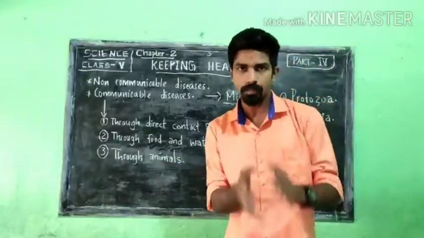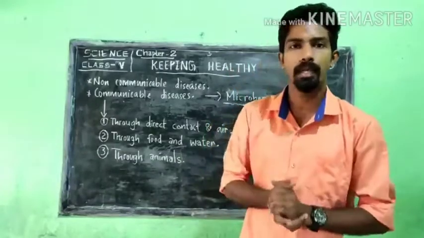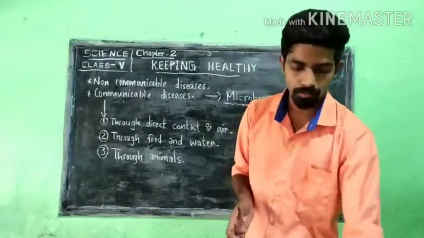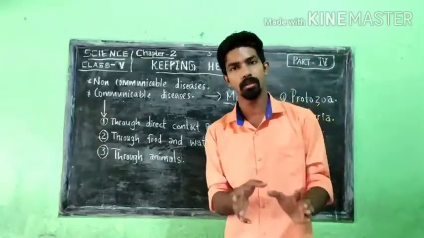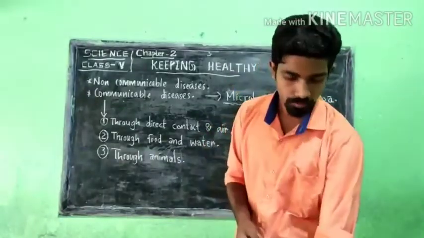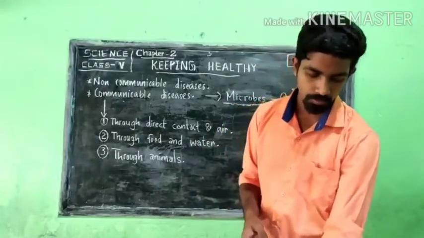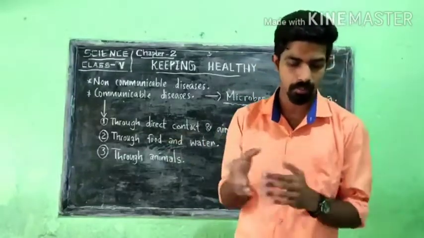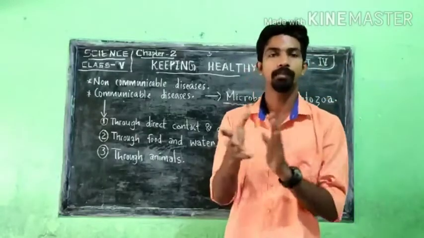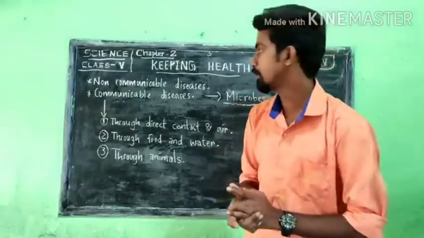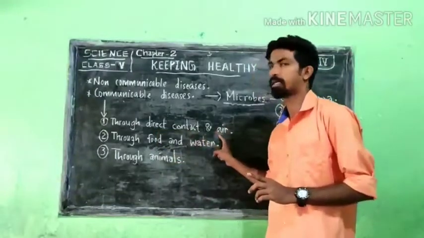You can read. That is a simple explanation which I can give. You just read the rest of this small topic. It is very easy to understand. Through air, when an infected person sneezes or coughs, I already told that one. This way the germs can spread from one person to another through direct contact and air.